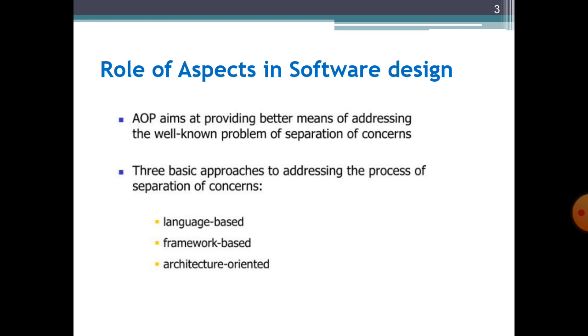It does not depict multiple things. So each program element should therefore be understandable without reference to other elements as well. Program abstractions like subroutines, procedures, and objects support the separation of concerns. Basically, there are three approaches which address the process of separation of concerns. These three approaches are named language based approach, framework based approach, and architecture oriented approach.